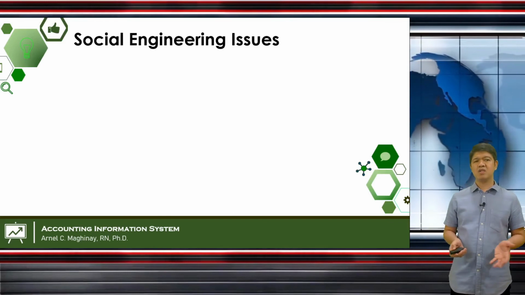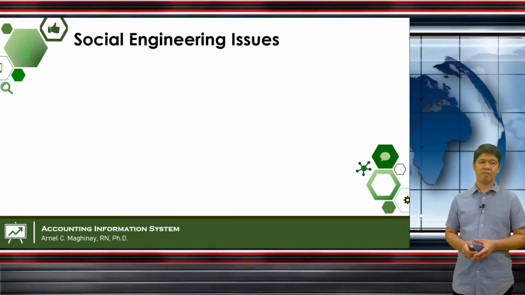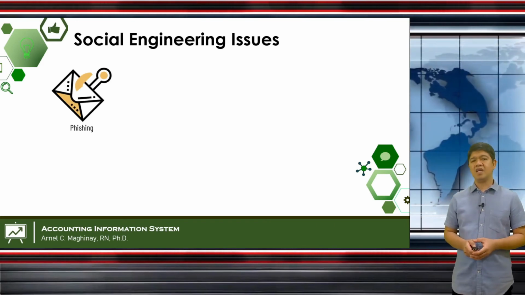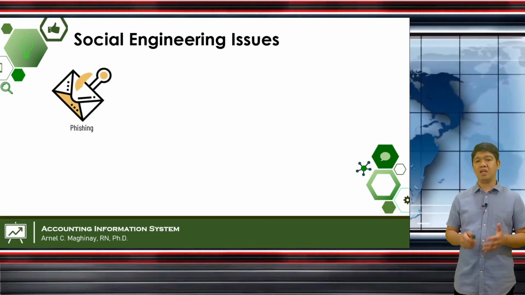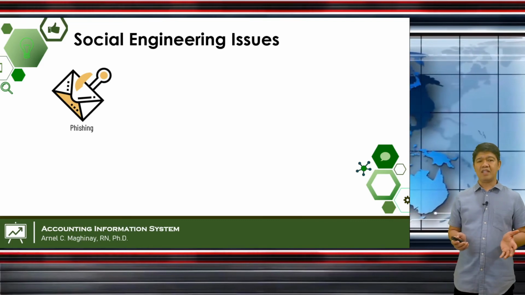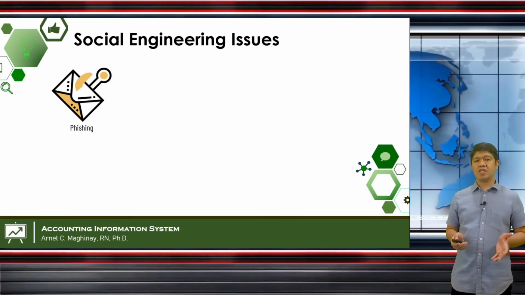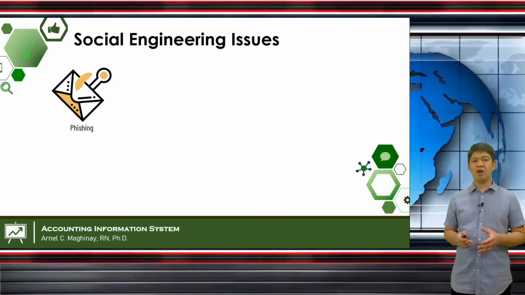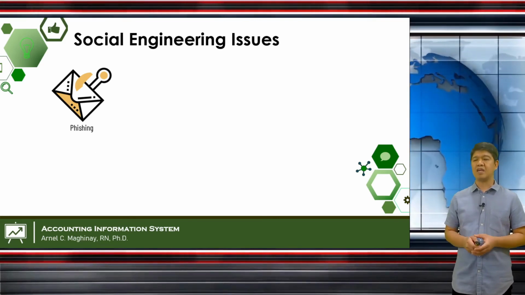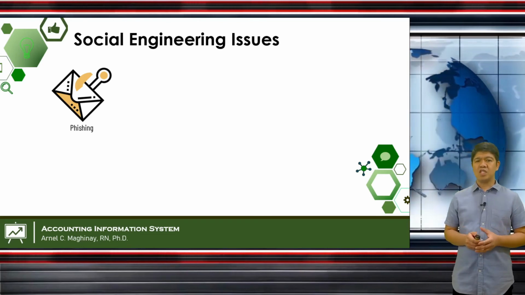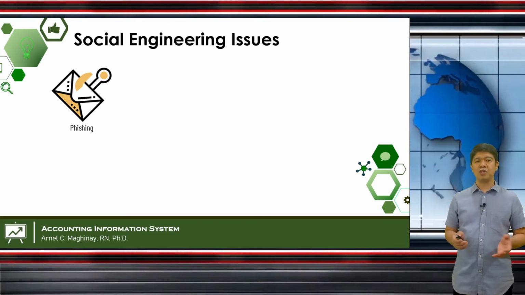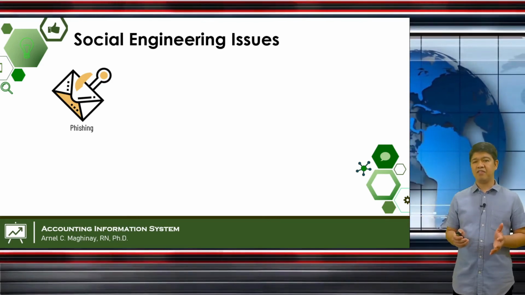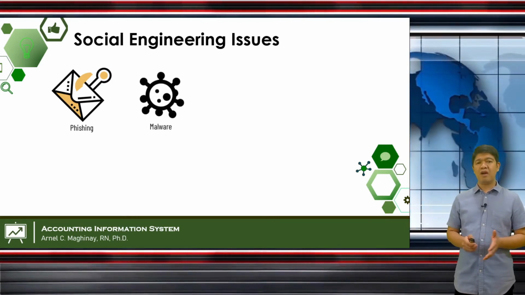So what are the different social engineering issues? Okay, first, we have phishing. Phishing is sending an electronic message pretending to be a legitimate company, usually a financial institution, and requesting information or verification of information, and often warning of a consequence if it is not provided. The request is bogus, actually, and the information gathered is used to commit identity theft or to steal funds from the victim's account. Next, we have malware.